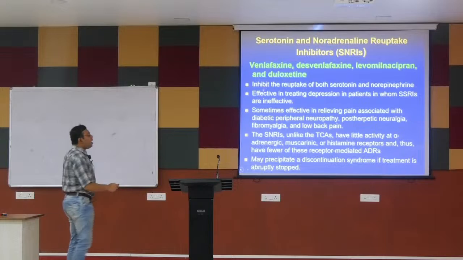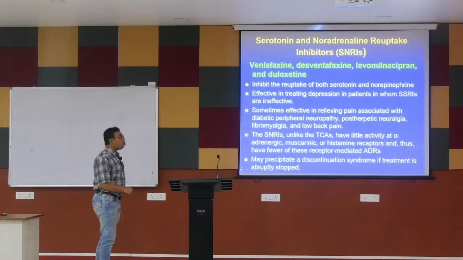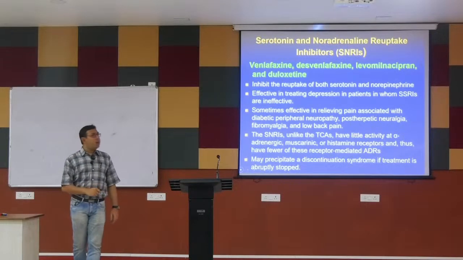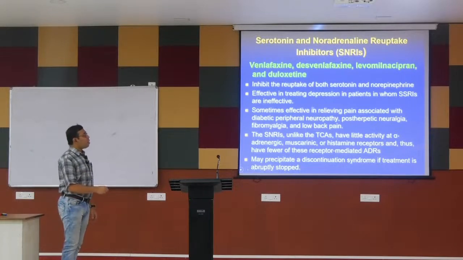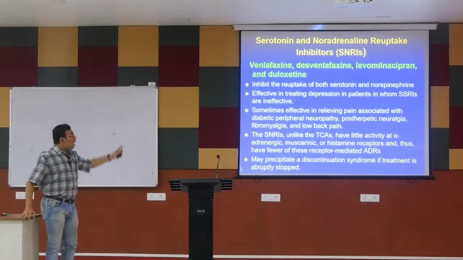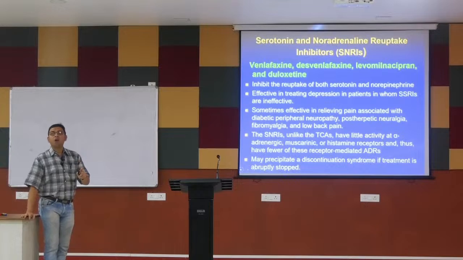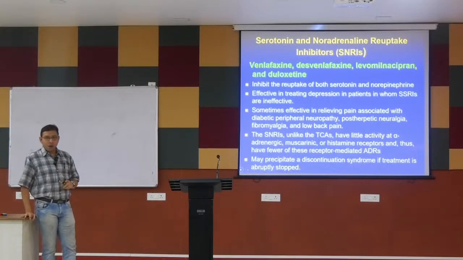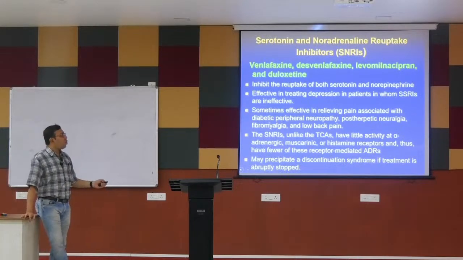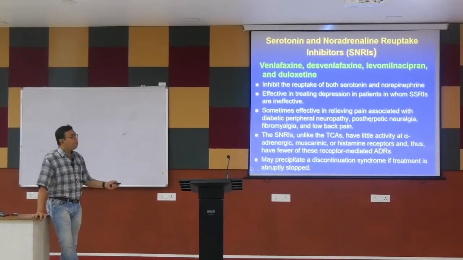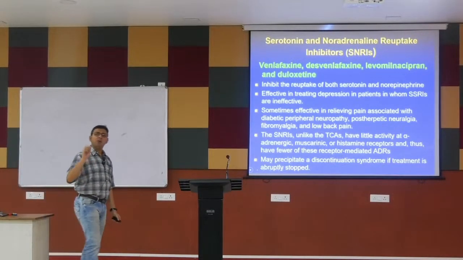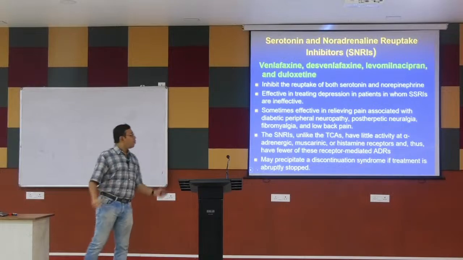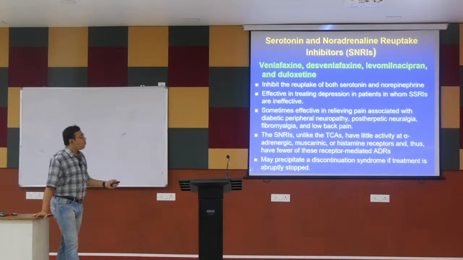They inhibit the reuptake of both serotonin and norepinephrine, effective in treating depression where the SSRI will not act. Sometimes effective in relieving pain. Duloxetine is the drug of choice for diabetic neuropathy, for example. So they are used for diabetic peripheral neuropathy and post-herpetic neuralgia. Herpes zoster is a disease that leads to severe neuropathic pain, for which we can use this drug.